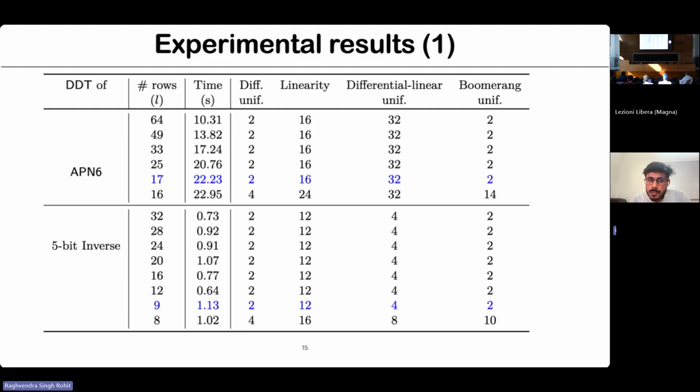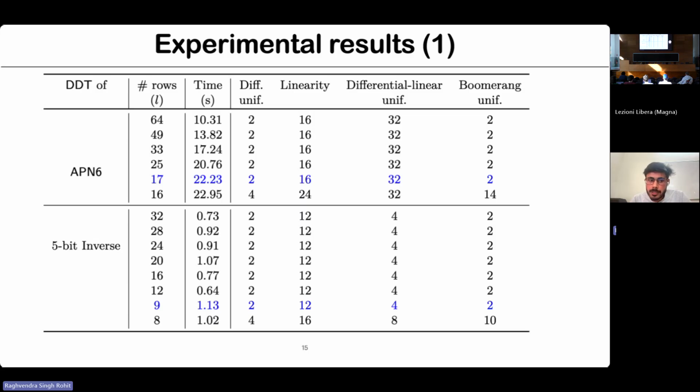So for APN6, if we start with 64 rows, then we can get the S box with differential uniformity 2. If we decrease the number of rows to 49, again we get a 2-differential uniform S box. This happens till the number of rows is 17. And then once the number of rows is 16, there is a breakpoint where the differential uniformity changes from 2 to 4, and other cryptographic properties also change.